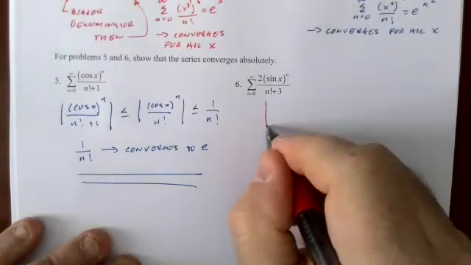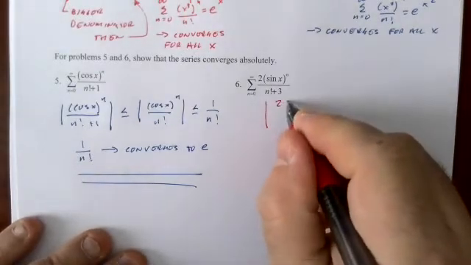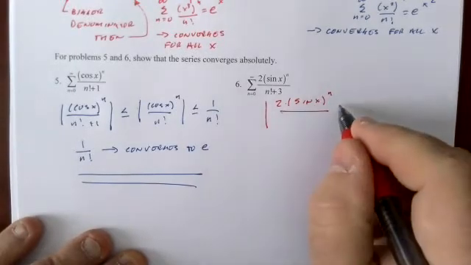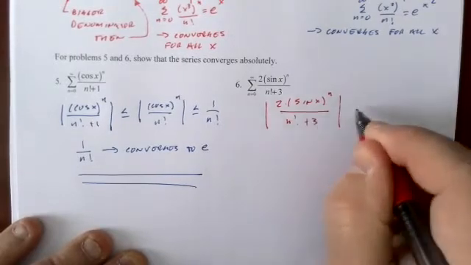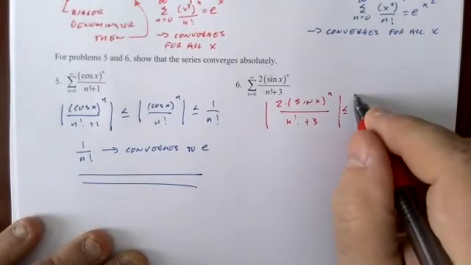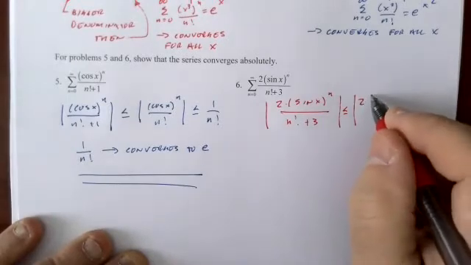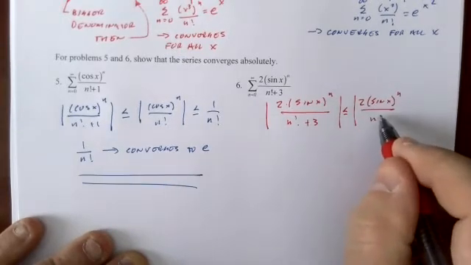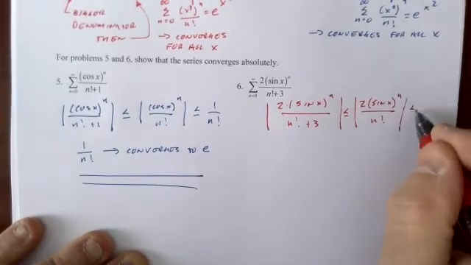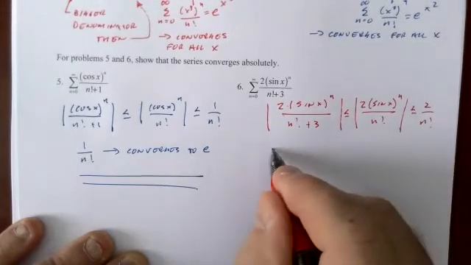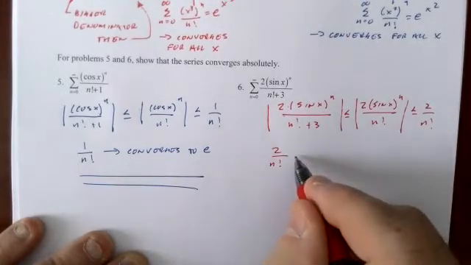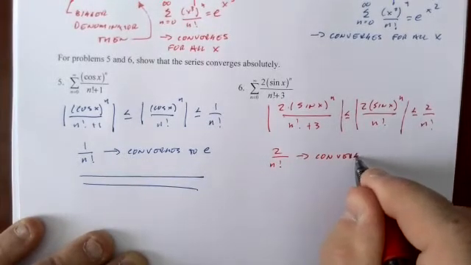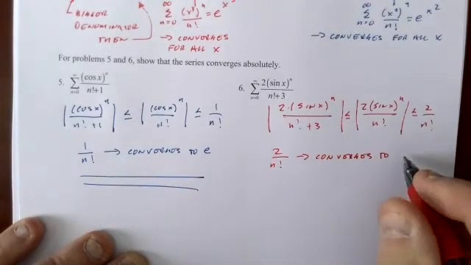Over here, you're probably like, oh, it's the exact same problem. It's a little different. Sine of x to the n over (n plus 3) factorial is less than or equal to 2 sine of x to the n over n factorial, which is less than or equal to 2 over n factorial. 2 over n factorial converges to 2e.